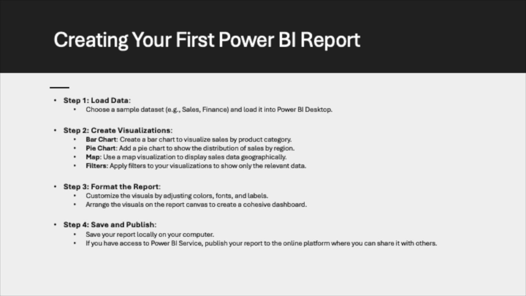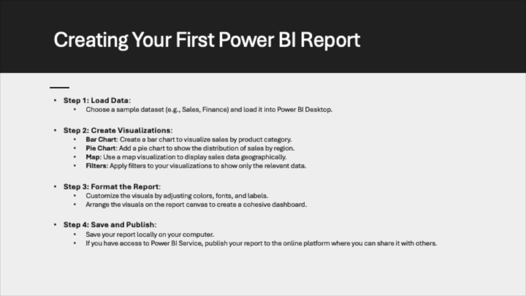Creating your first Power BI report. So first step is to load data, where you choose a sample data set, for example sales or finance, and load it into your Power BI desktop. Second step is to create visualizations. You can create a bar chart to visualize sales by product category. You create a pie chart where you add a pie chart to show the distribution of sales by region. You create a map, where you use a map visualization to display sales data geographically, and you can create a filter visualization where you apply filters to your visualizations to show only the relevant data.